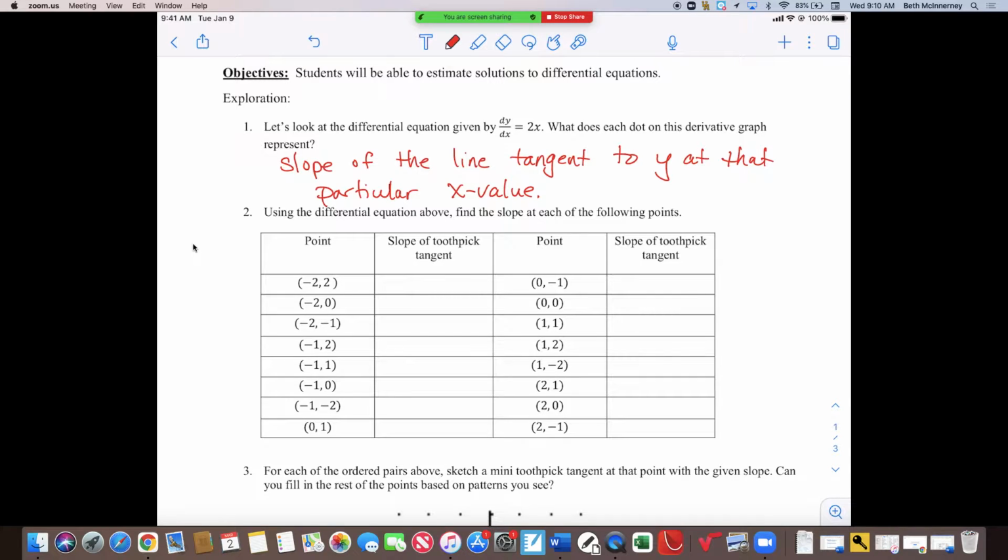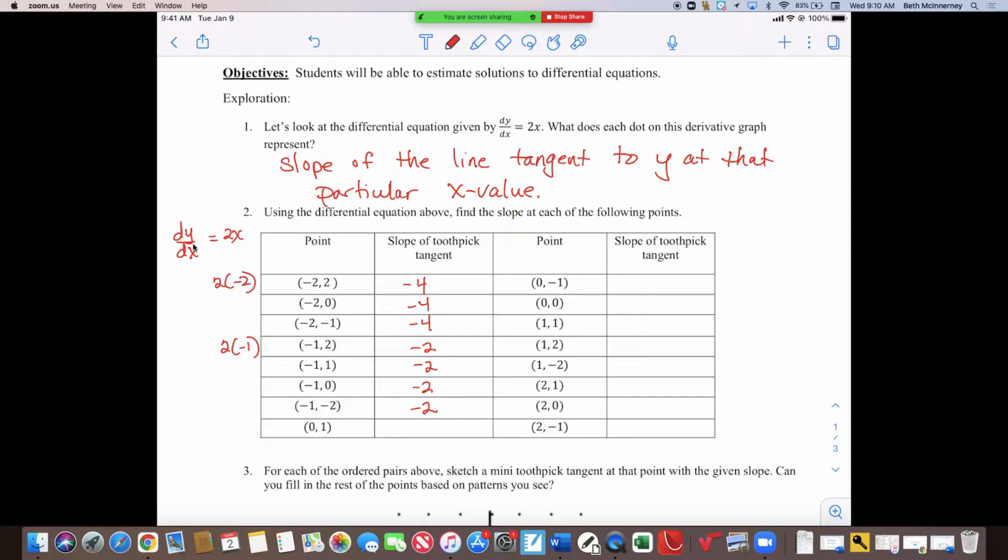So if I have the point -2, 2, and I have dy dx equals 2x, if I want this slope, isn't that just 2 times -2 or -4? Now, since there's no y in that differential equation, do you see there's no y? It's just dy dx equals 2x. I don't even need to look at the y values. Wouldn't this be -4, -4? And then this one is 2 times -1, so it's -2, -2, -2.